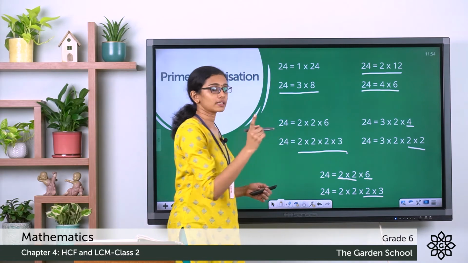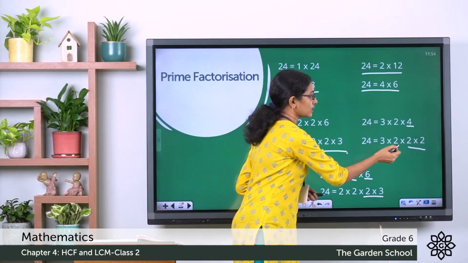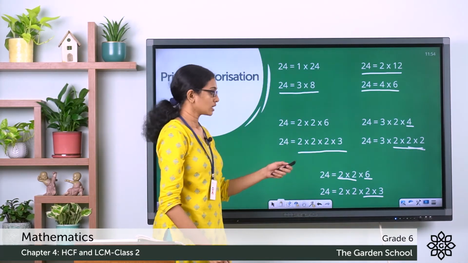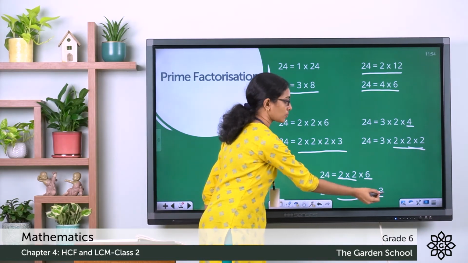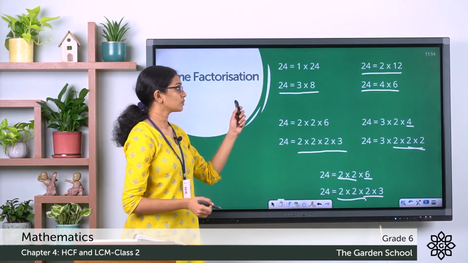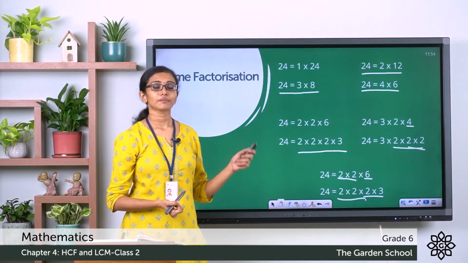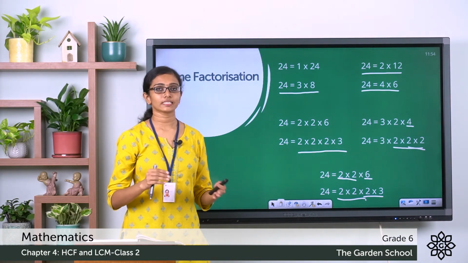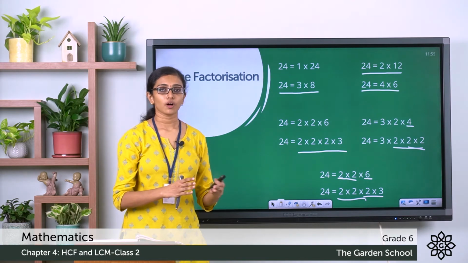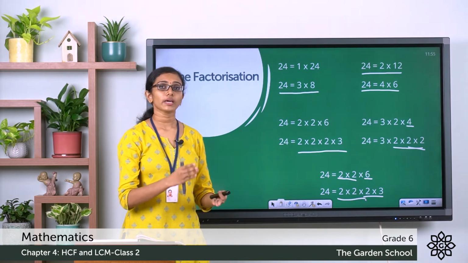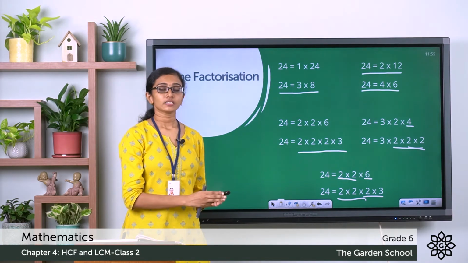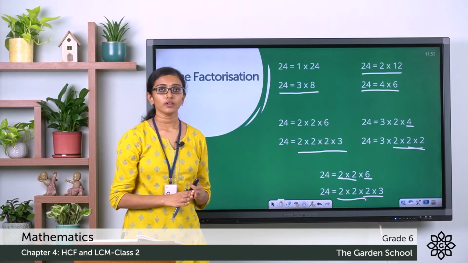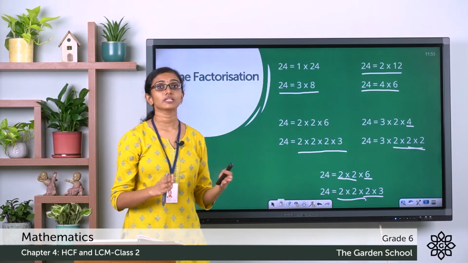3 2s and 1 3. Here also 1 3 and 3 2s. Here also 3 2s and 1 3. No matter whichever factors you are taking, the prime factorization of 24 is unique. It remains the same. So when you break down a composite number as the product of its prime factors alone, the prime factorization remains unique.